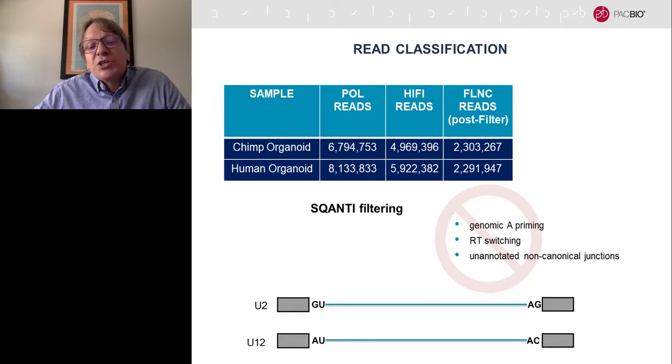So one is to look for genomic poly-A priming. If anyone's familiar with single cell, they know that sometimes short stretches of A's can make the RT take off at that point rather than at the legitimate poly-A tail. So we take out those types of events, and then there are some known RT switching effects, and then also we take out things that have unannotated non-canonical junctions. As shown on the bottom, we know what the signals look like at the ends of the introns in messenger RNAs. So we look for the GU and AG or the AU and AC splice sites to filter those things out.